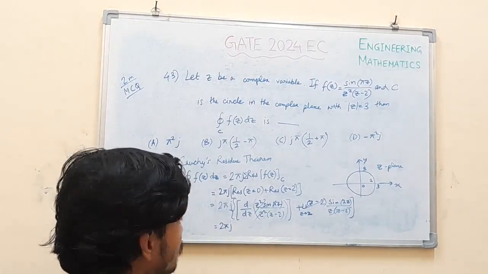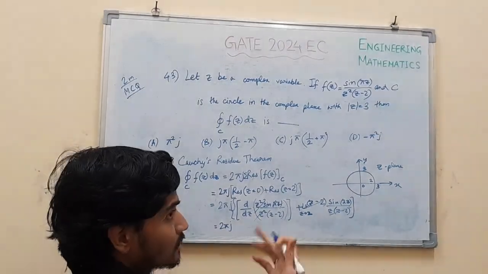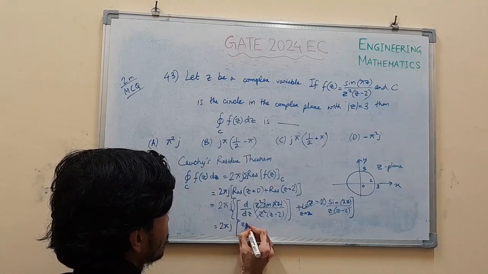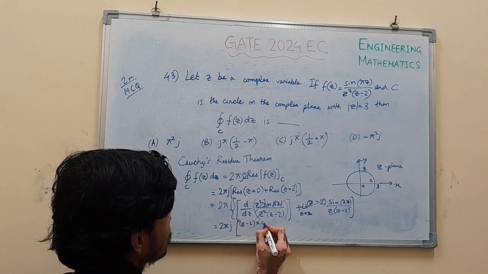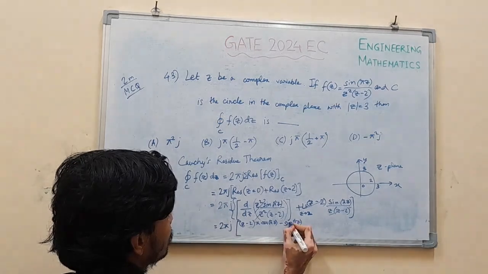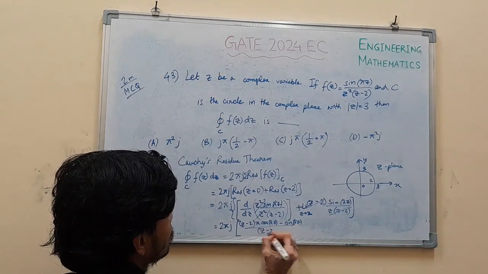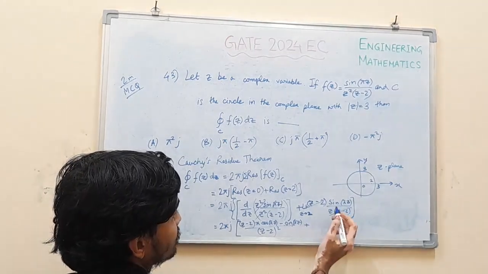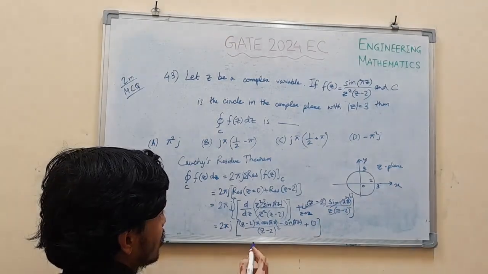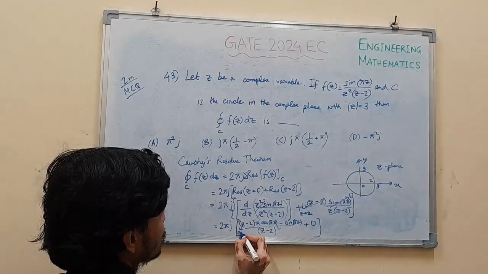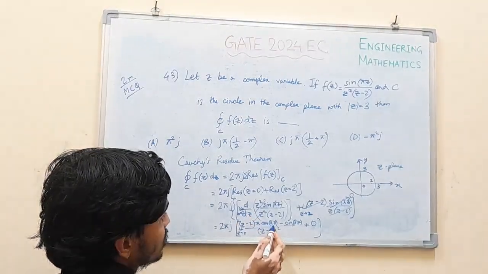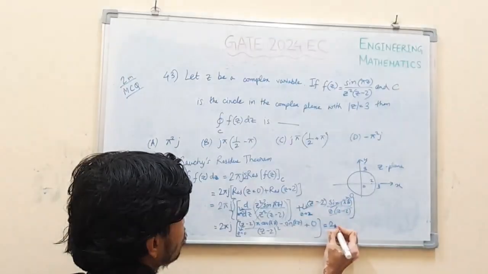To differentiate with respect to z, applying u by v rule, the quotient rule, we get what? z minus 2 times pi times cos pi z minus sin pi z upon z minus 2 whole square. Here if you put z equal to 2, sin 2 pi is 0, so this vanishes. Now if you put z equal to 0 here, cos 0 is 1.